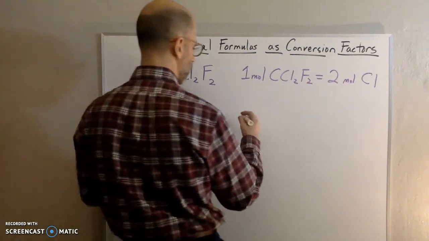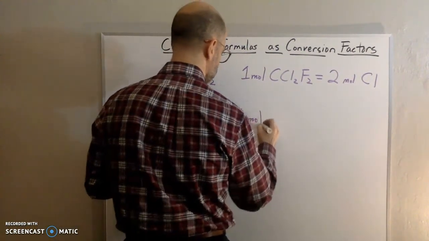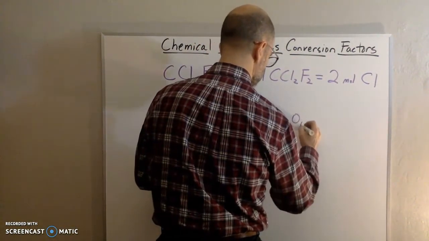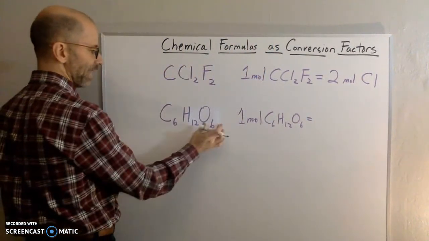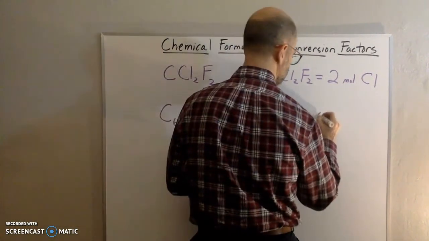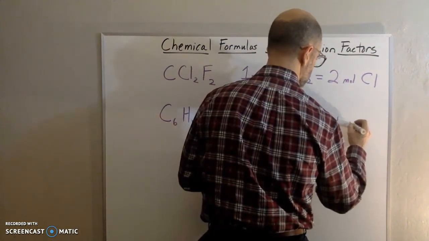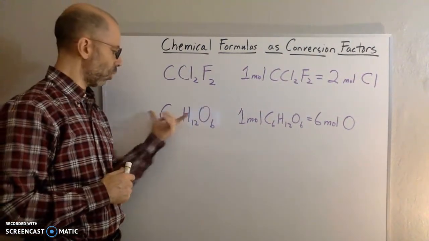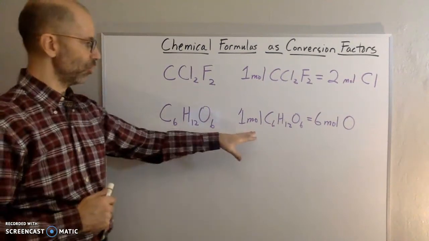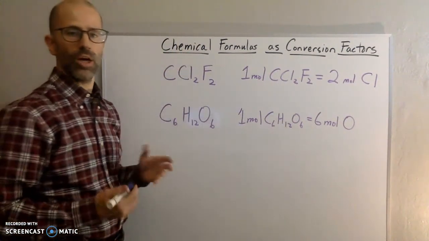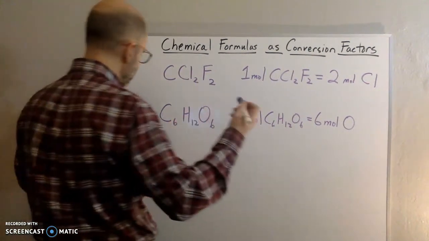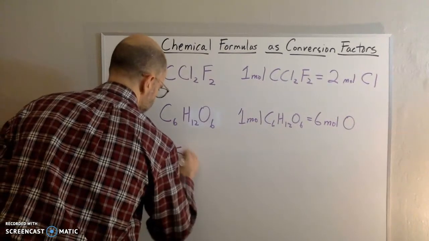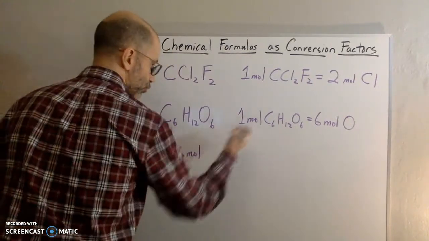Same thing here. So if I have 1 mole of my glucose, C6H12O6, that would be equal to, say, 6 moles of oxygen. So 6 moles of oxygen atoms. So I get a mole ratio between the whole and the part. And now I can use this to convert from one thing to the other. So for example, let's say they give me 3.5 moles of glucose.